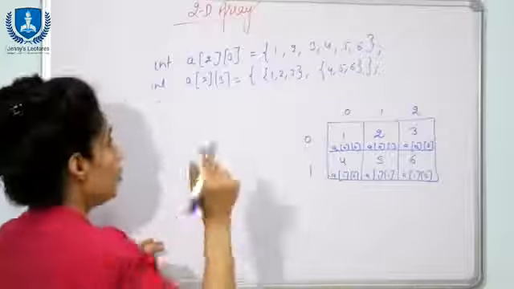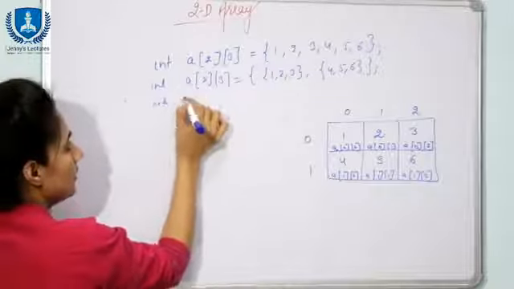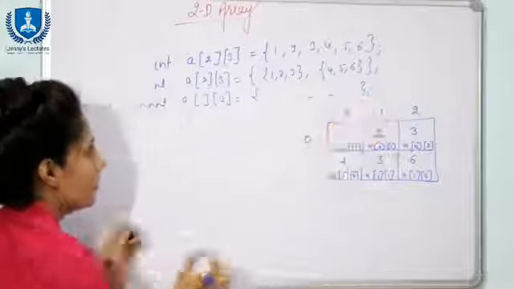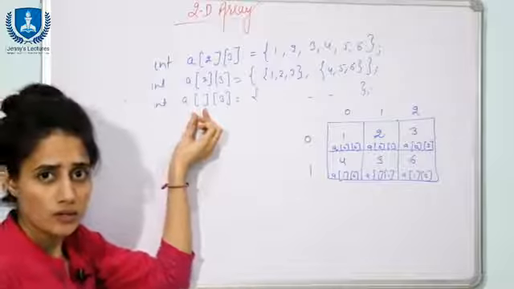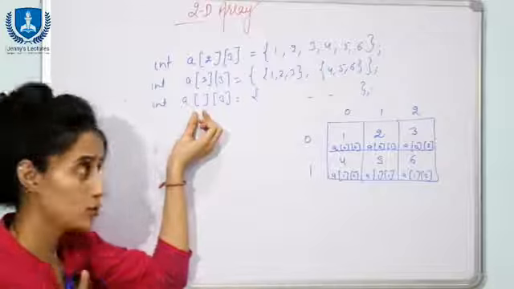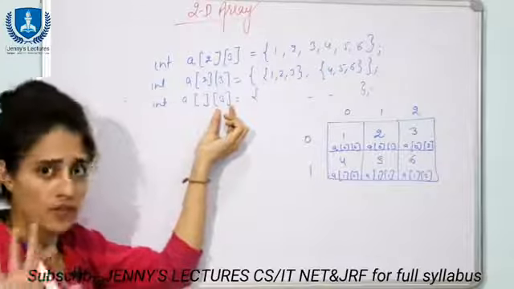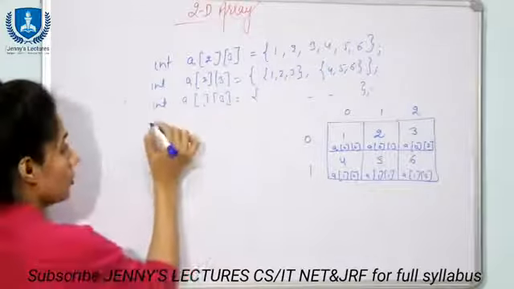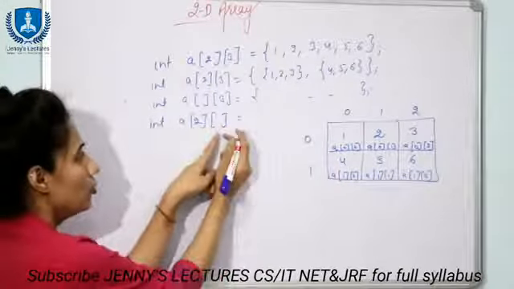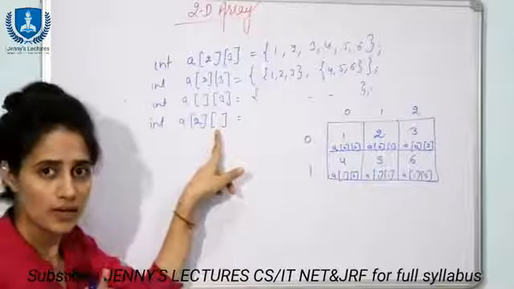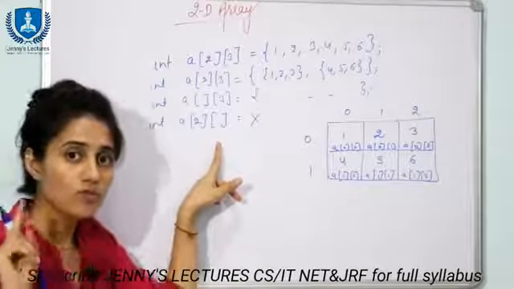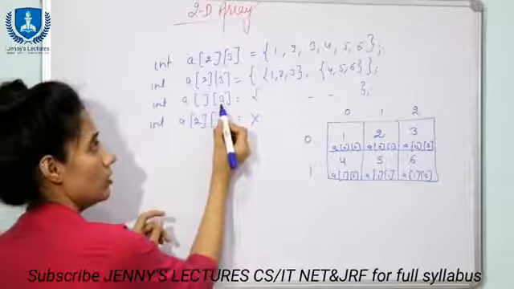Or you can also write something like this: int a, then 3 in the second subscript, and here you can write the values. This is optional. If you don't give the size in the first subscript, that is fine, and you give the size here. But this is not accepted. You cannot leave this subscript blank. This is not true. This will give you a compile time error. It is mandatory to give the column size.